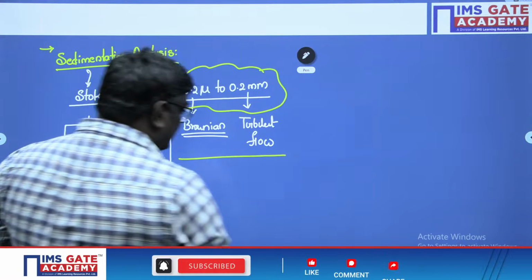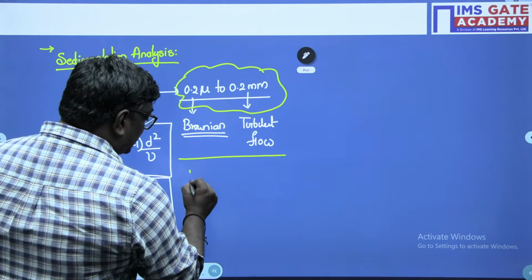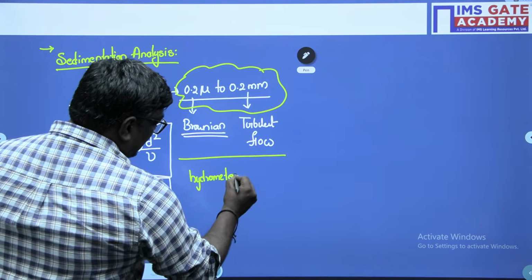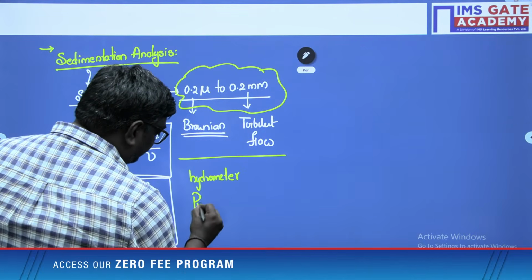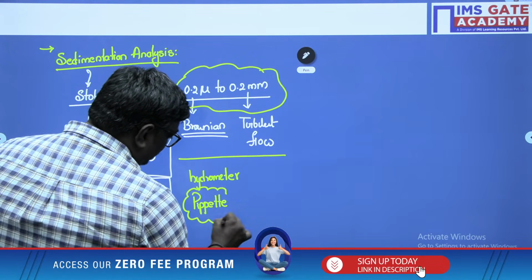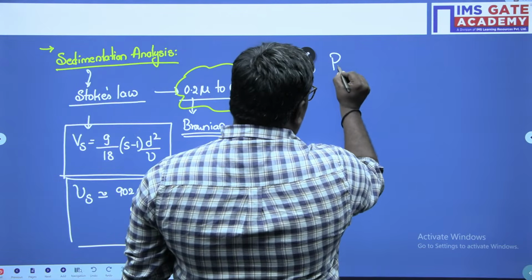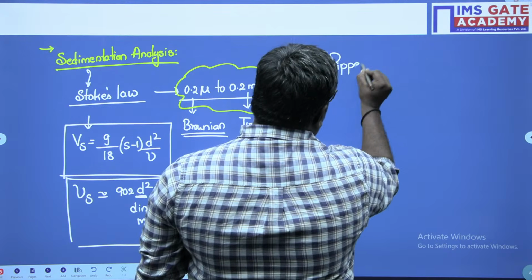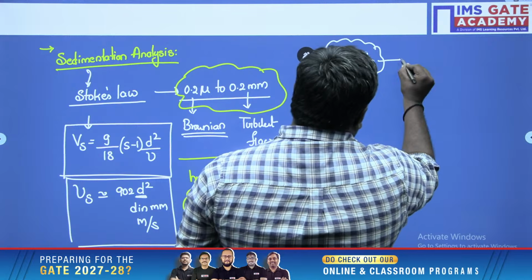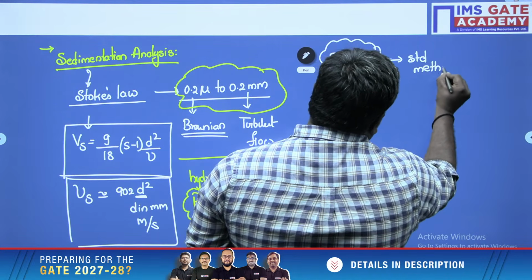Now, my dear students, let us understand the next important part: what are the different methods we have? One is the hydrometer method to determine the sedimentation analysis, and we also have the pipette method. The pipette method is the standard method of sedimentation.